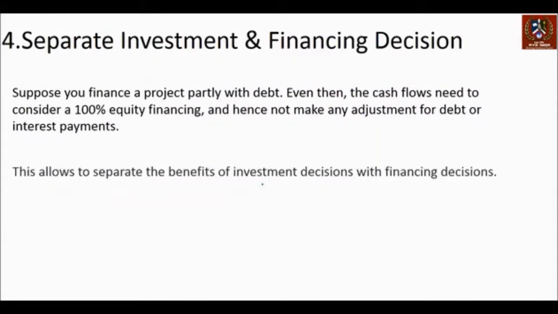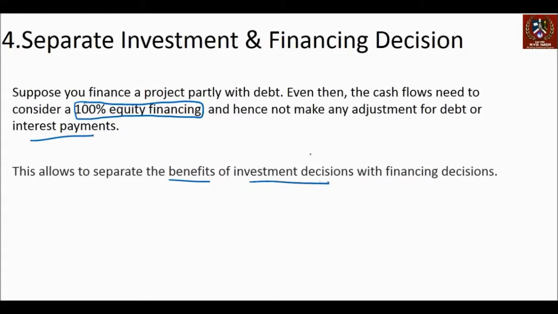The final one is separate investment and financing decision. Now suppose you finance a project partly with debt. Even then, the cash flows are to be considered as per 100% equity financing, right? Hence, you will not make any adjustment for interest payments or debt repayments or debt raising, etc. It's assumed that you're funding the cash flow completely using equity. Why do you do that? This is to allow the separation of benefits of the investment decision, which is being calculated using NPV, with the financing decision. That's a separate decision, right?